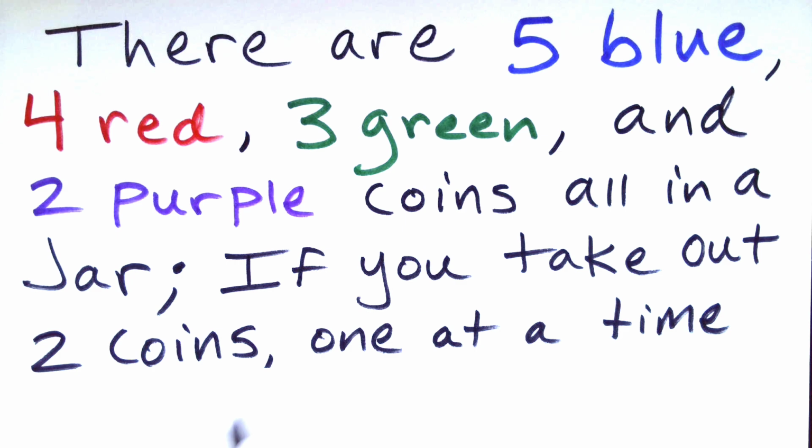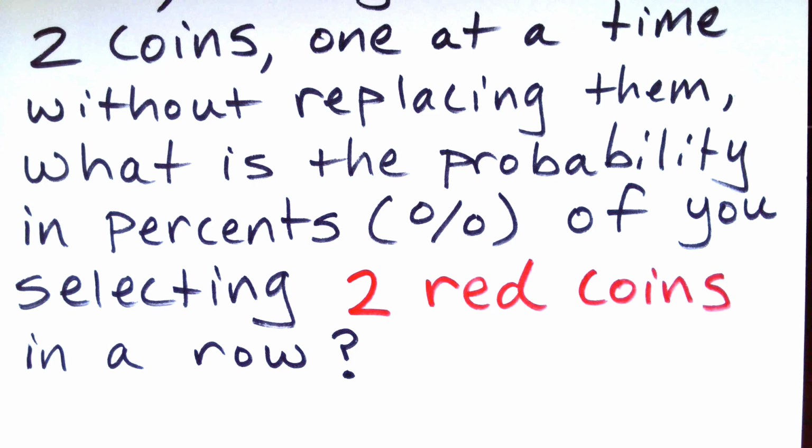All right, so there are 5 blue, 4 red, 3 green, and 2 purple coins all in a jar. If you take out 2 coins, one at a time, without replacing them, what is the probability in percents of you selecting 2 red coins in a row?